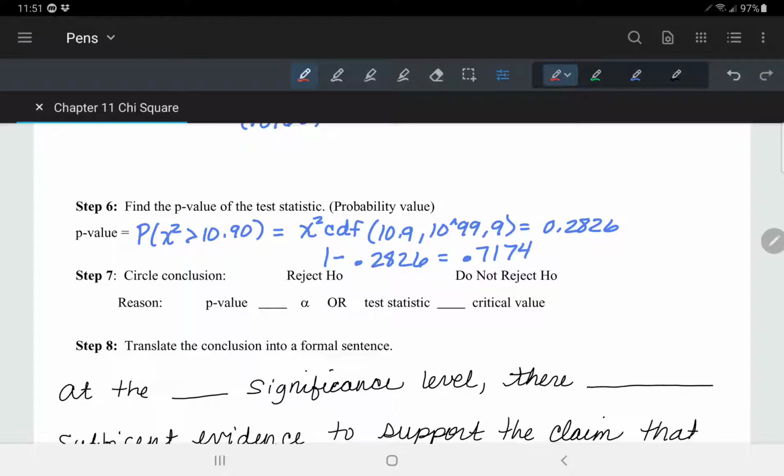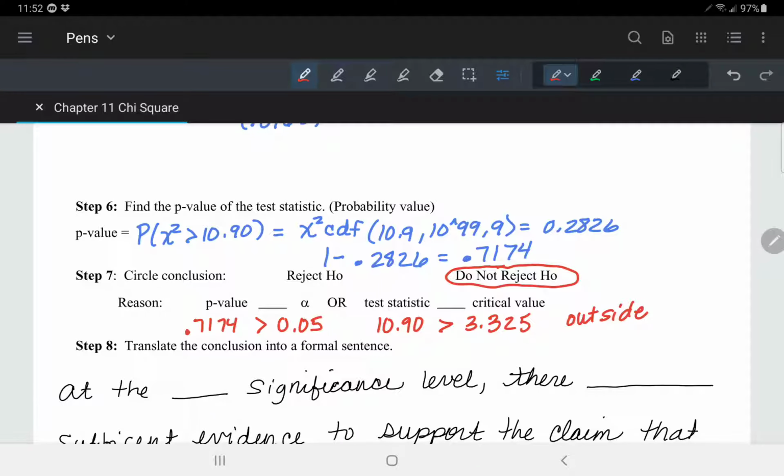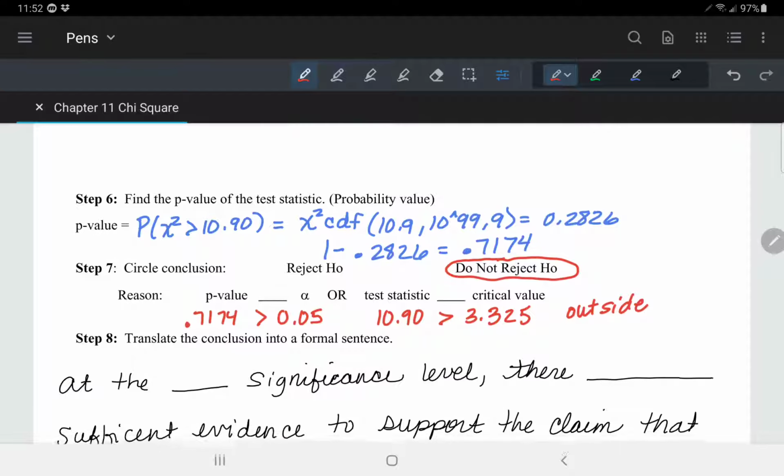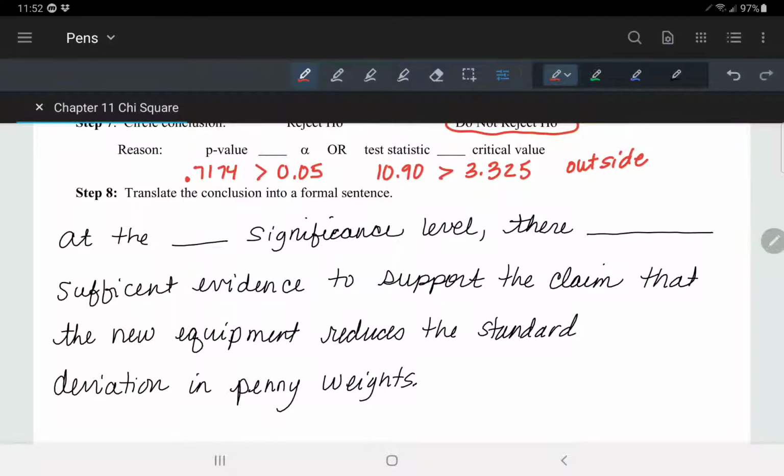So it doesn't matter which way you do this, either the p-value or the critical value. Either way, we are not going to reject the null hypothesis. We can summarize that because the p-value 0.7174 is greater than alpha, which is 0.05, or because the test statistic 10.9 is greater than 3.325. The point here is that it is outside of the critical region. And now we can interpret and translate this conclusion into our formal sentence. At the 5% significance level, there is not sufficient evidence to support the claim that the new equipment reduces the standard deviation in penny weights.